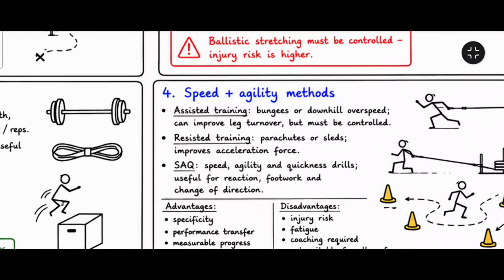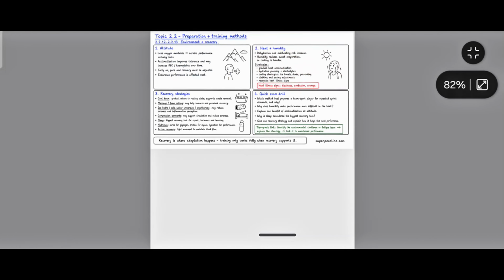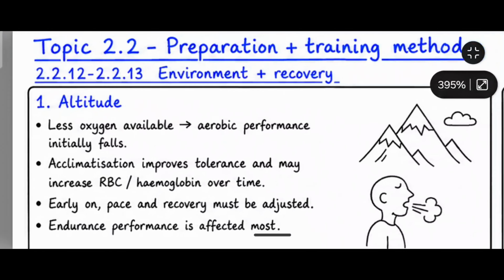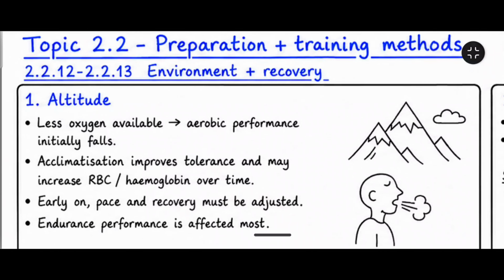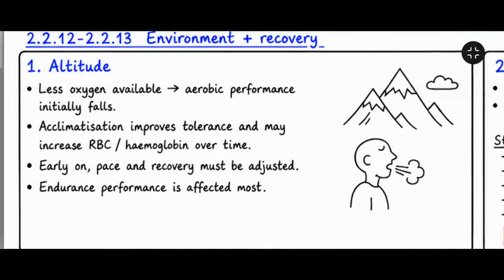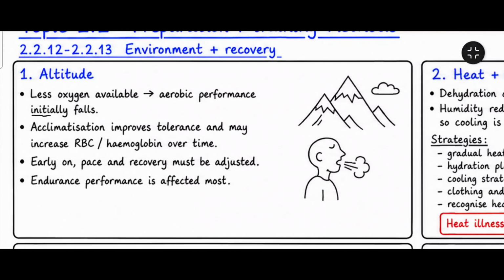How do you prepare for performance at altitude, at heat, or in humidity? That's exactly what we're about to look at. So at altitude, what is going on? There is less oxygen available, which reduces aerobic performance initially. Keyword initially, because over time you can get acclimatized to it. So acclimatization, which is where your body gets adapted to the altitude, improves tolerance and can increase red blood cell count and hemoglobin levels over time. Pacing and recovery must be adjusted early as well.